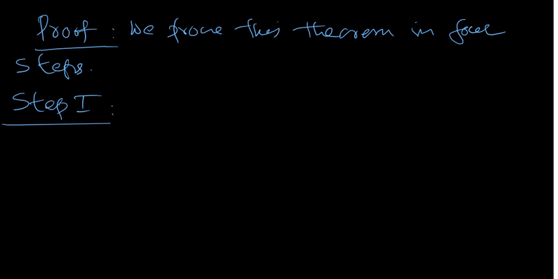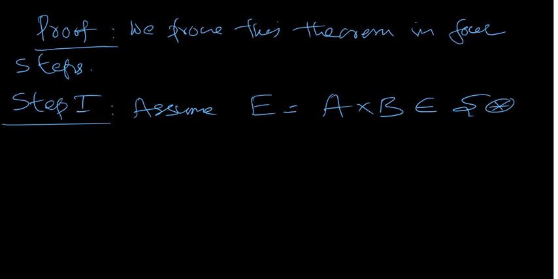What's step 1? In this step, we assume that this E is a member of S cross sigma, a member of the semi-ring. Assume that this set E is a subset of X cross Y, of this type, A cross B, and we assume that it is a member of the semi-ring, because every member of this semi-ring is measurable. So in this step we assume that E is a member of S tensor sigma.